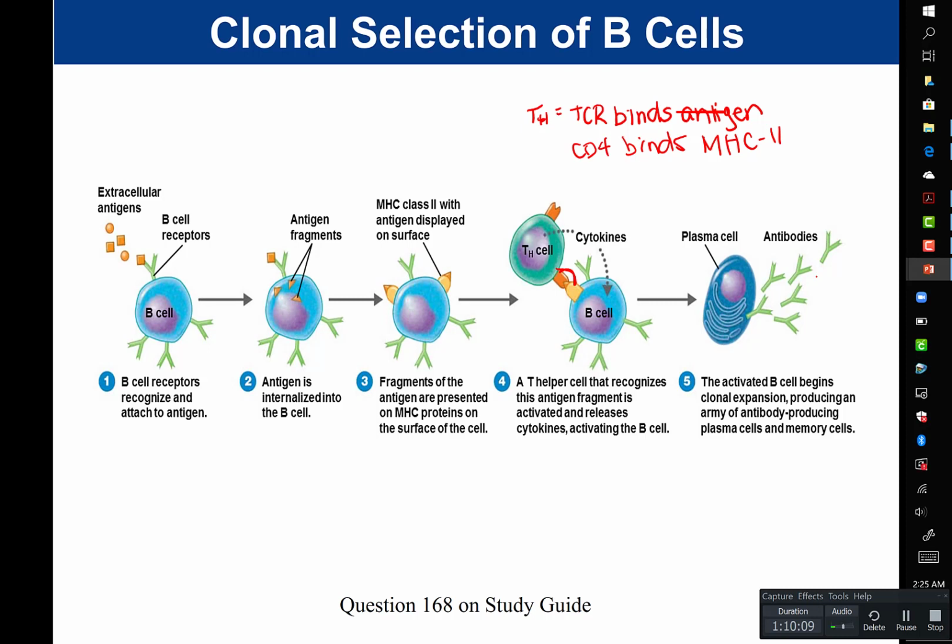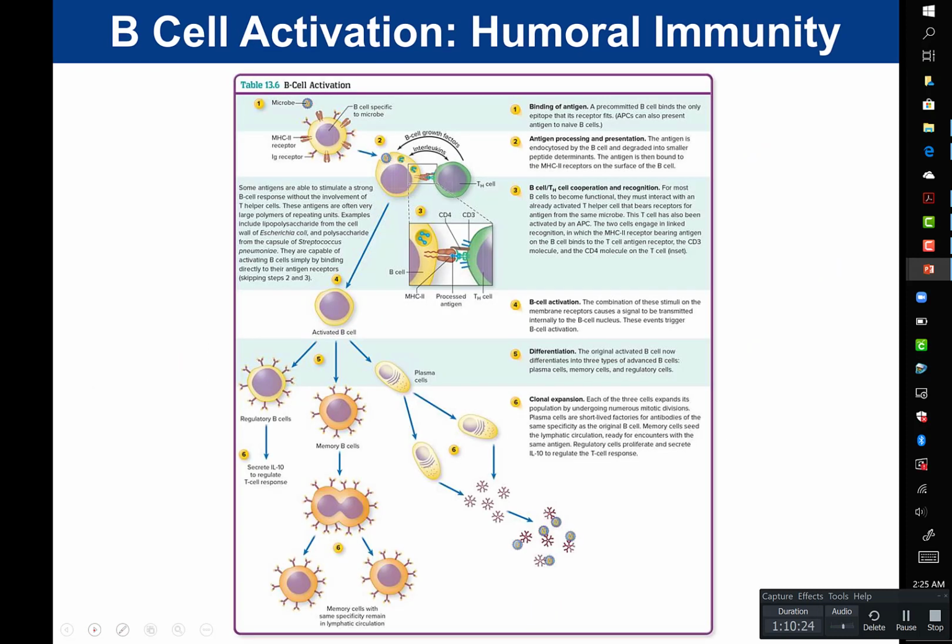So for question 168 on your study guide, this is the diagram that it's referring to. It's referring to this clonal selection of B cells and how does this occur. So this is what we're looking for. So this is just showing it in a little more detail.